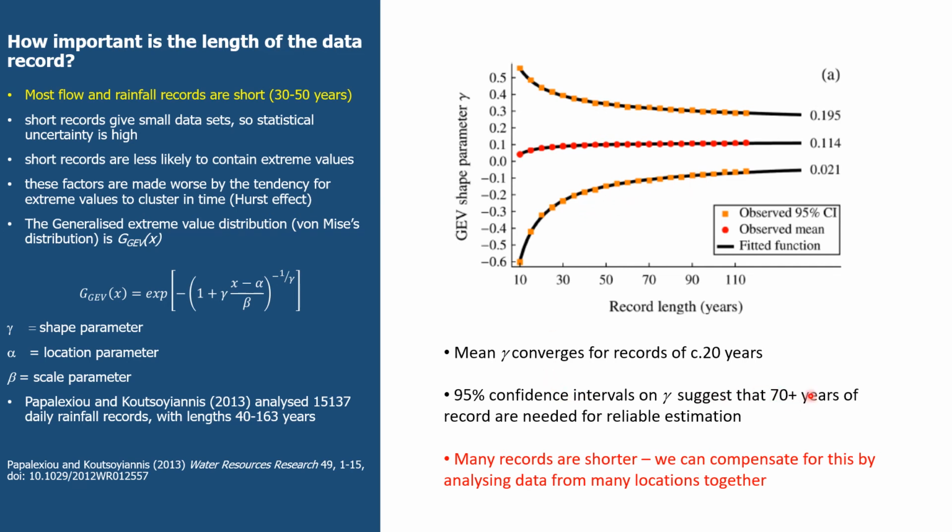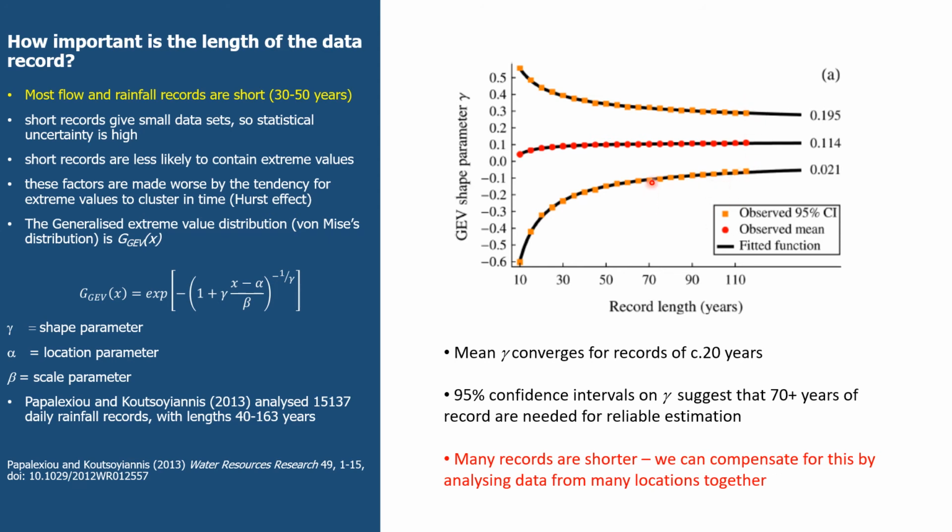point out that once you get to certainly 70 years, the confidence intervals are getting reasonably low and certainly manageable. Once you get to about 20 years, the mean of this parameter has stabilized. So you can get a reasonable estimate of the mean at 20 to 30 years. You want to be going 50 to 70 years to get the confidence interval down. Longer than that is nice, but it doesn't make a lot of difference to these confidence intervals.